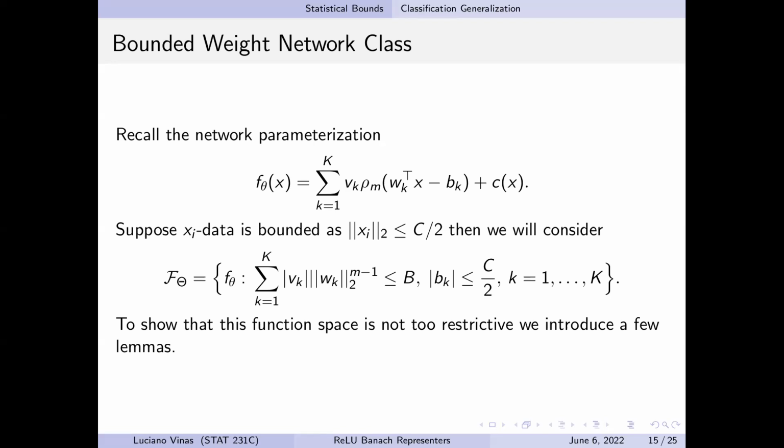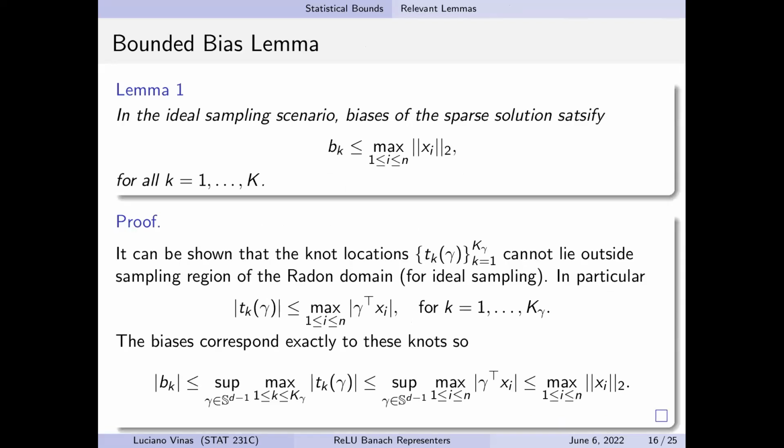So something we're going to do here is hopefully motivate and see that these 2 assumptions on our function class aren't too bad given bounded data, right? So there are going to be 2 lemmas associated with that to show that these are not too restrictive as assumptions. The first lemma considers the ideal sampling scenario, the calligraphic B we saw earlier. The biases of a sparse solution, that single layer solution, satisfy that each bias is upper bounded by the max 2 norm of the data, right?